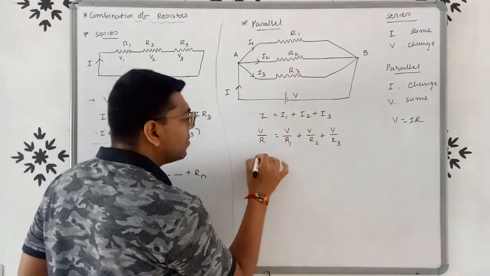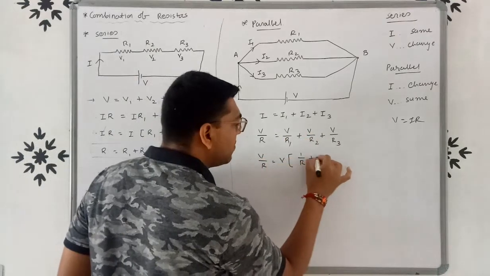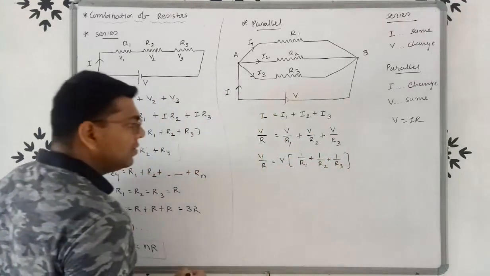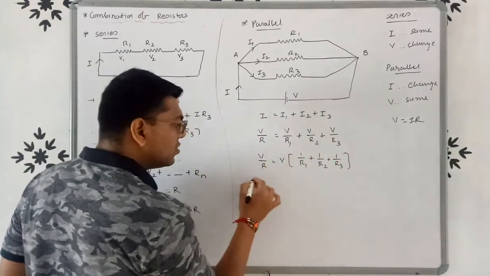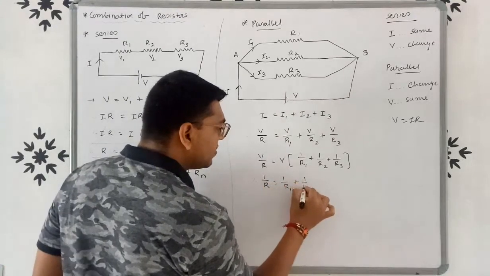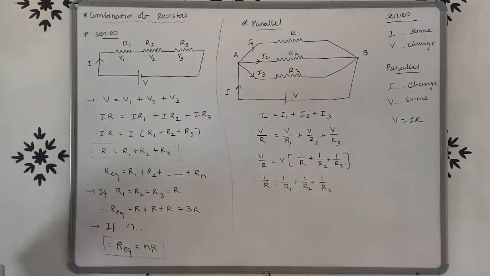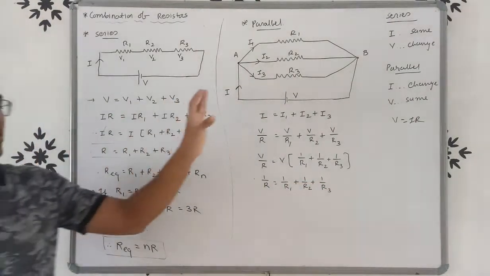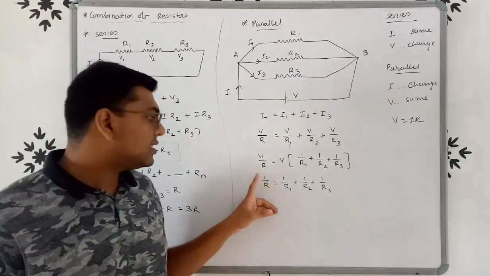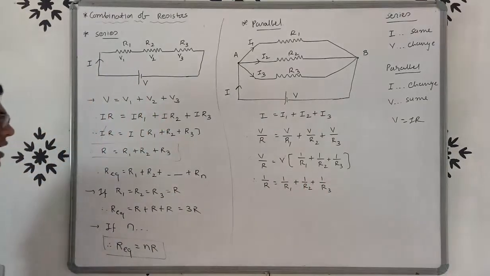So here we take V common. So V by R equals V common times 1 by R1 plus 1 by R2 plus 1 by R3. Right? So here V cancels, and we get 1 upon R equals 1 upon R1 plus 1 upon R2 plus 1 upon R3. So in parallel combination of resistors, the equivalent resistance is given by 1 by R equals 1 by R1 plus 1 by R2 plus 1 by R3.